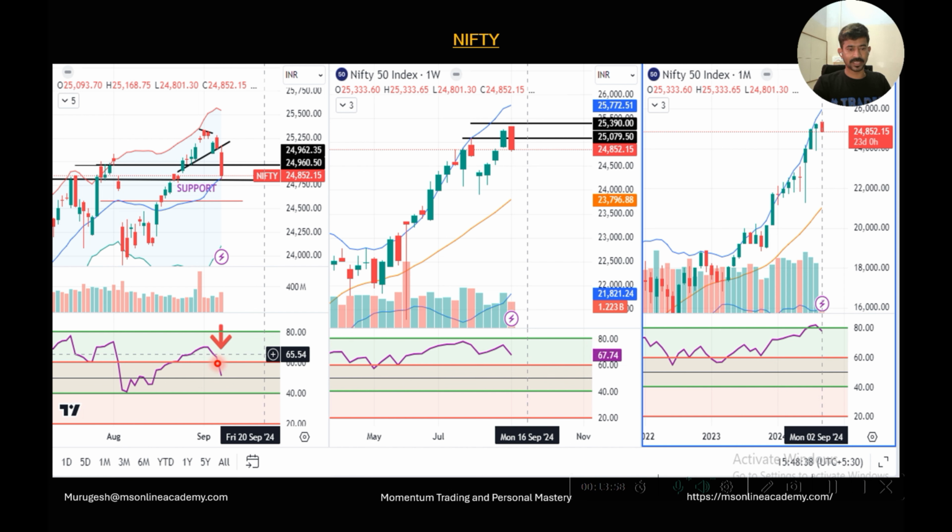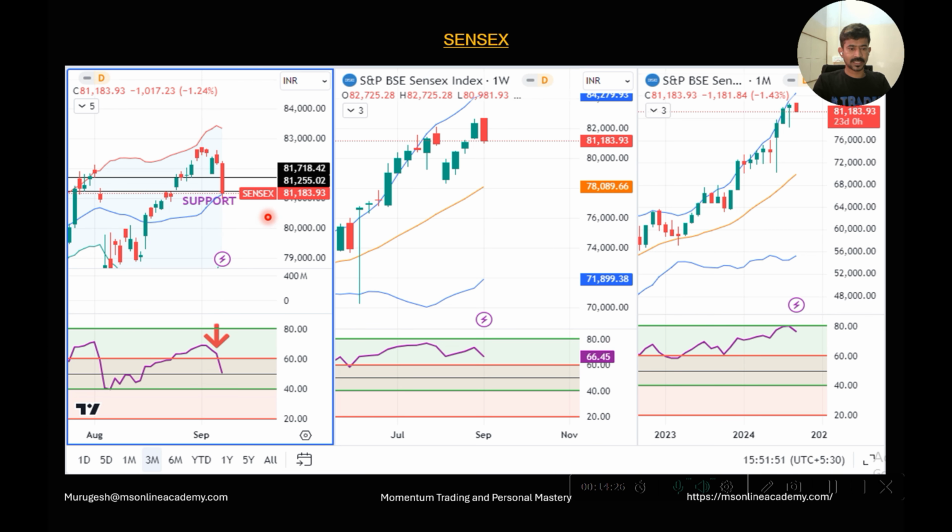If it makes a range shift here and crosses below 24,500 again, then 24,250 will be the next downside target. Sensex is similar to Bank Nifty.